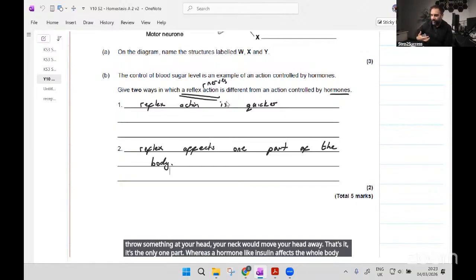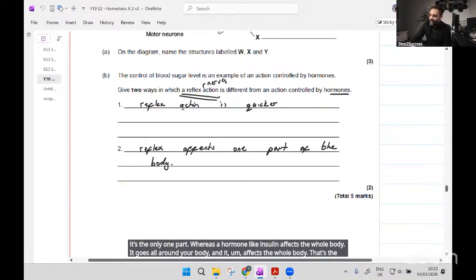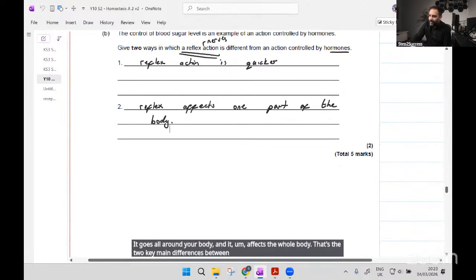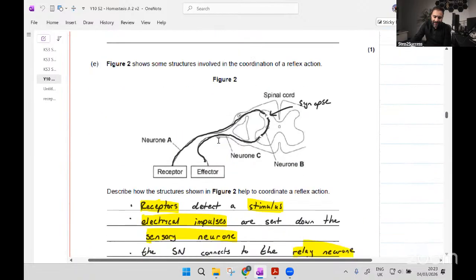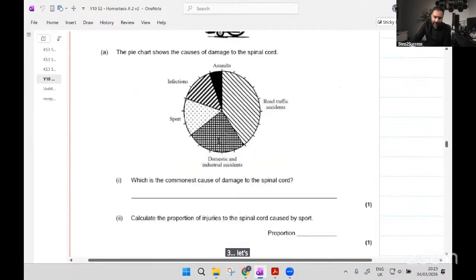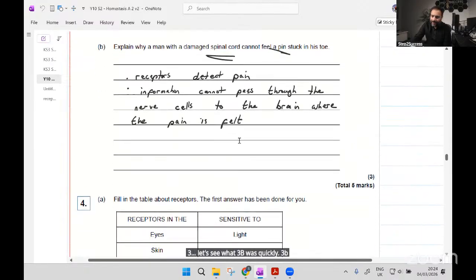It goes all around your body and it affects the whole body. That's the two key main differences between those and those. 3, I'll just see what 3B was quickly. 3B, I did answer earlier, but I'll just explain again.